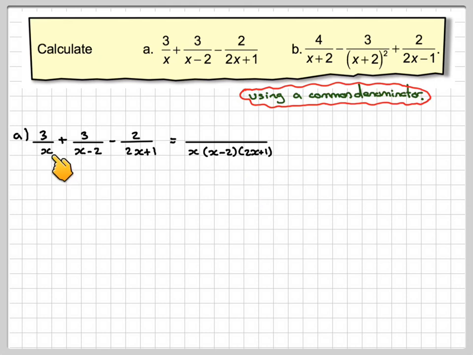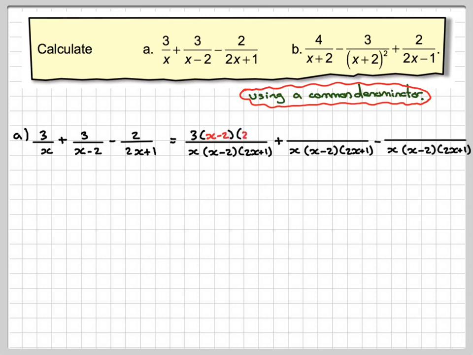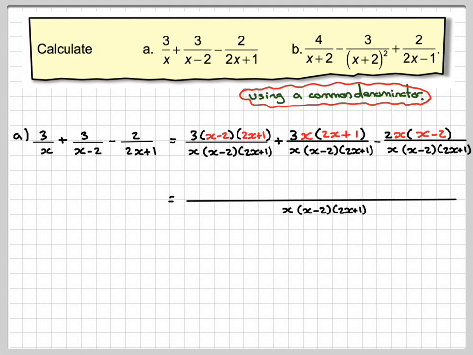Now, because the 3 was already over the x, we've had to multiply the 3 by (x minus 2)(2x plus 1). So let's just make those 3 denominators for us. So we've got 3, (x minus 2), (2x plus 1). This 3 here has been multiplied by x and (2x plus 1). And the minus 2 here has been multiplied by x times (x minus 2). Right, this is now a common denominator, so we'll just make them all the same.